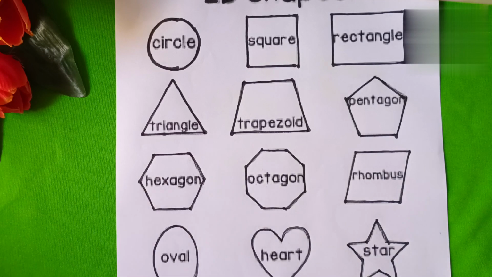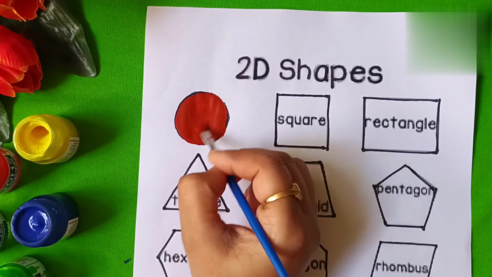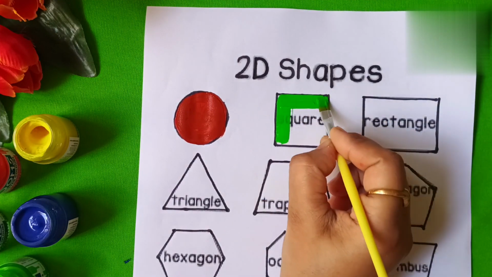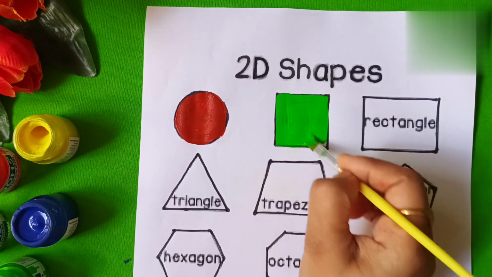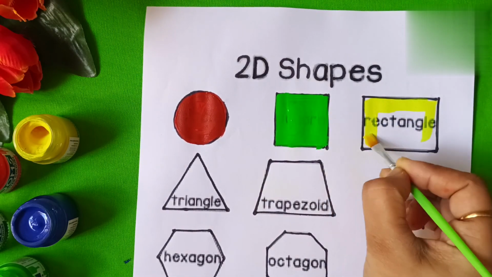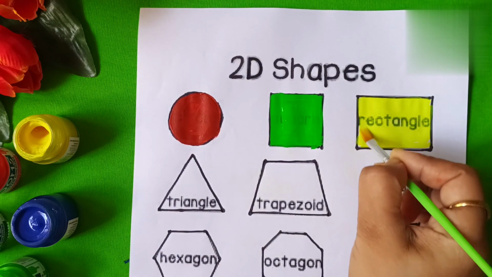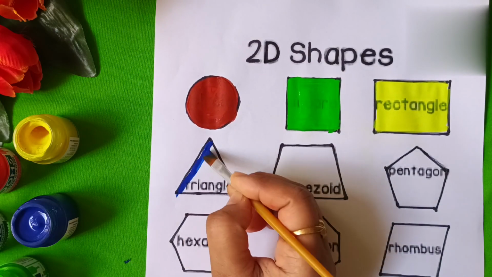Now let's color the shapes. Circle is in red color. Square is in green color. Rectangle is in yellow color. Triangle is in blue color.